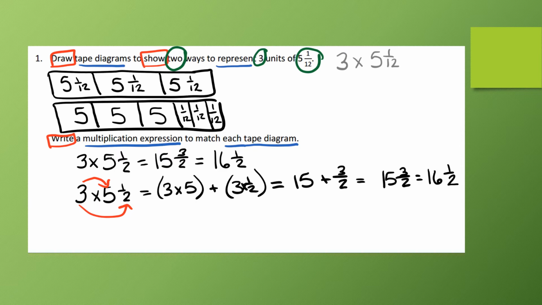But we can just do our straight multiplication, or we can distribute the whole number to the whole number first, and then the whole number to the fraction. So we have 2 choices.